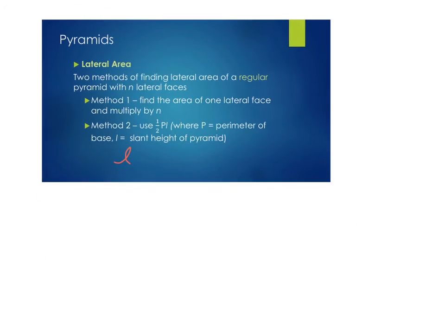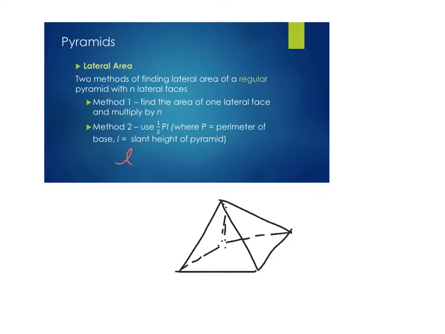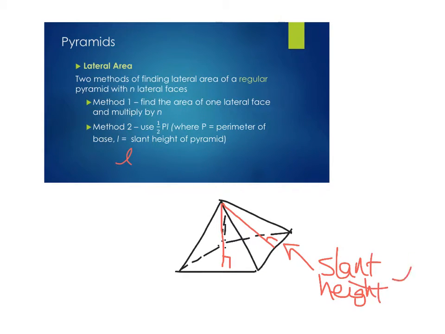So for example, if I were to draw a pyramid here, the slant height is going to be down the sides here. And this would actually have 4 slant heights. This is the slant height, and it's indicated by a lowercase letter L.